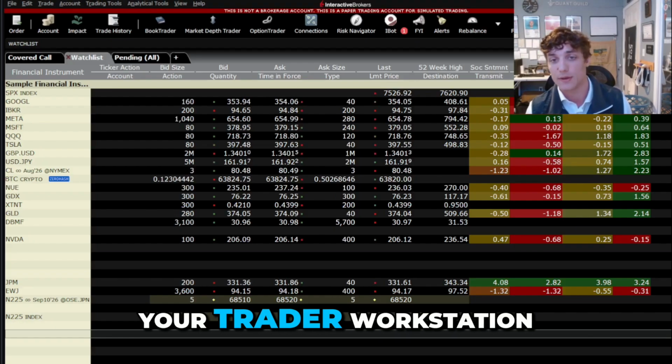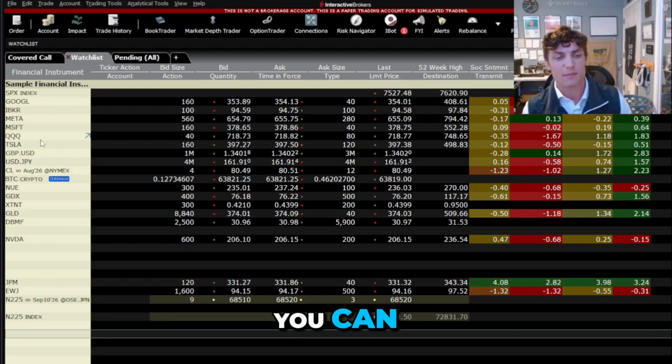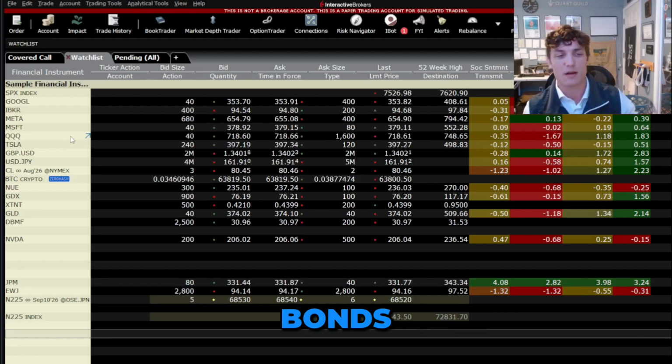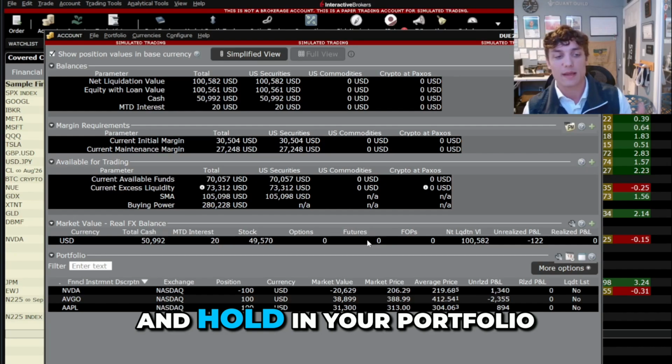Once you boot up your Trader Workstation, you're going to be able to place trades. You can place trades on stocks, futures, bonds, any security that you can come up with and hold in your portfolio.